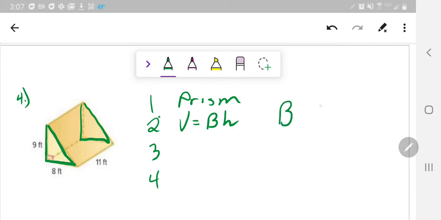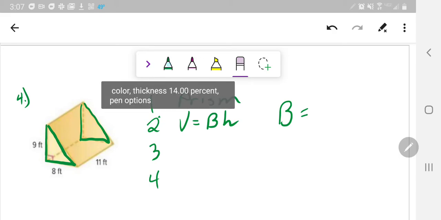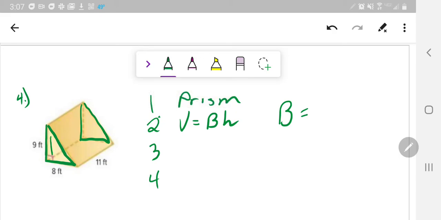I know that B is the area of the base. Now, don't get confused, because a lot of people would say this is the base down here because it's on the bottom. But the bases of prisms are always the two parallel faces. So that would mean this triangle here and this triangle here are the bases. So when we're going to find the area of that base, and that is 8.